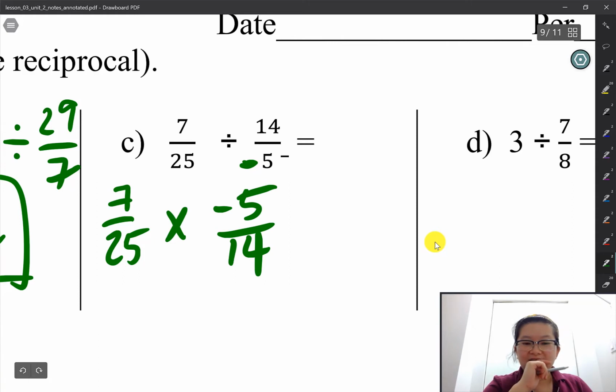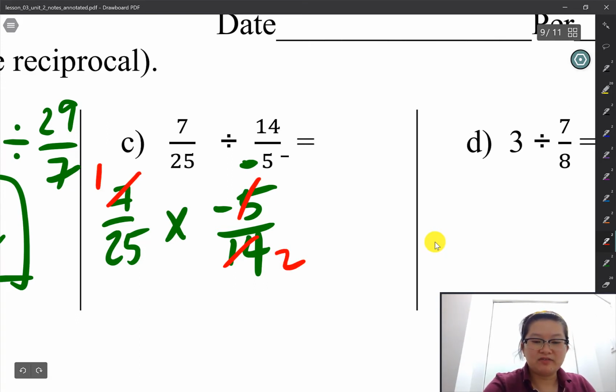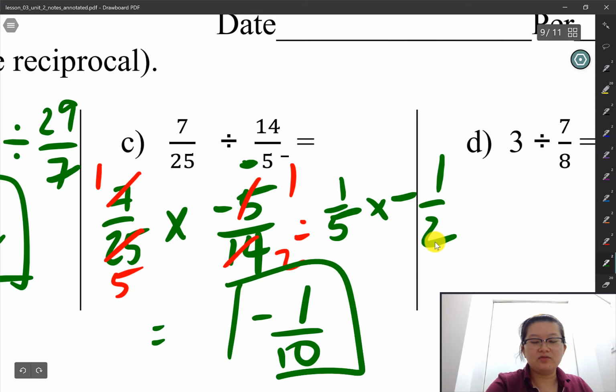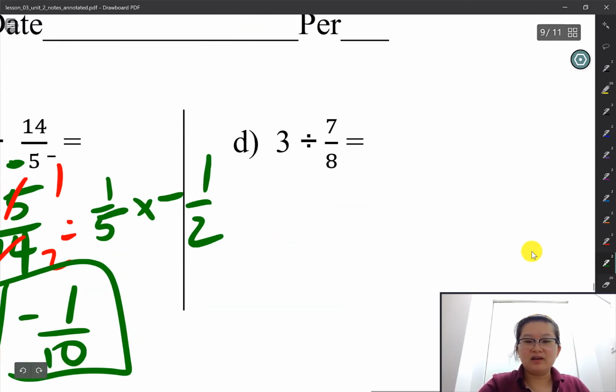Okay, and again, let's see if I can simplify a few things. 14 I can simplify, dividing both by 7. That's going to be 1 and 2. Divide this by 5, it's going to be 1. Divide this by 5, it's going to give me 5. So I am left with 1 over 5 multiplied by negative 1 over 2. That's easier to deal with. I'm going to get negative 1 over 10. Negative tenths.